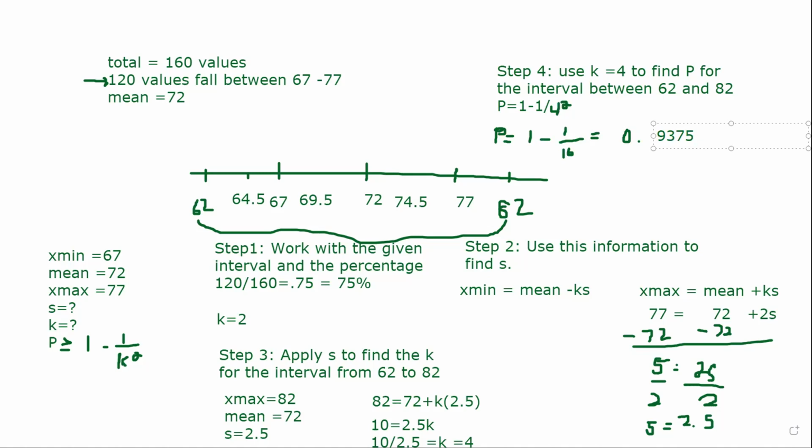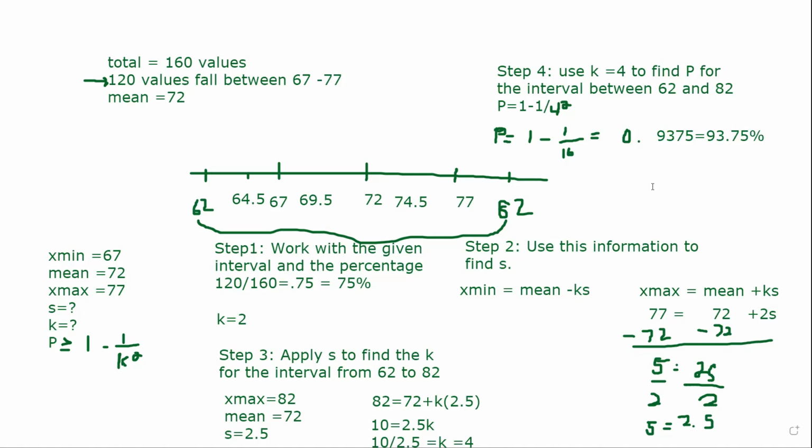And so that's where that comes from. But yeah, that's quite a problem there. That problem is, if you can do this problem, you can do any. This is the hardest Chebyshev's problem on here. Most of the rest of them are easier. So if you can do this one, then you can do any of the rest of them, because this is the only one that requires two intervals.